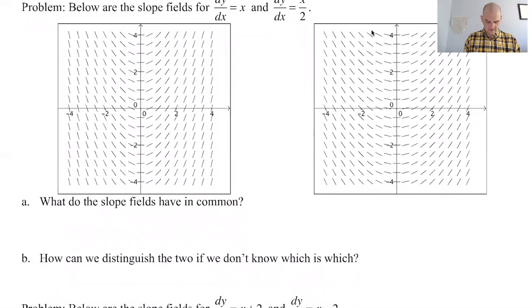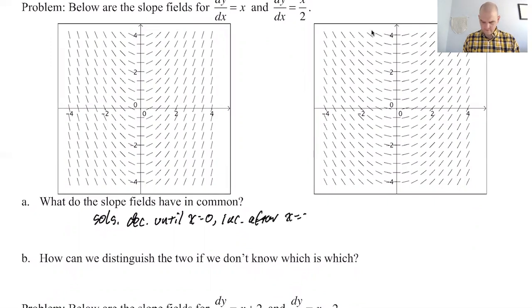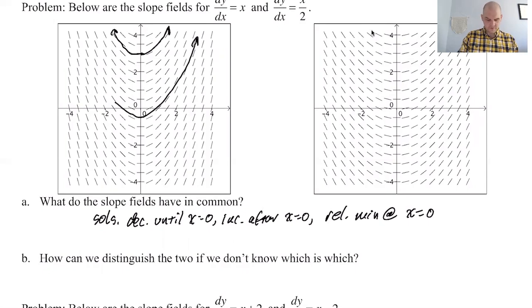I'm going to say solutions decrease until x equals 0, and increase after x equals 0. They all have a relative min at x equals 0. So I'm just picturing solution curves. You don't really need to picture them, but you could draw them if you wanted to, here, and then maybe here. One of the reasons you look for 0 slopes is they're super good places to start your solution curves if you get to choose.